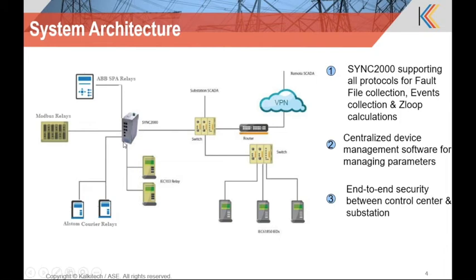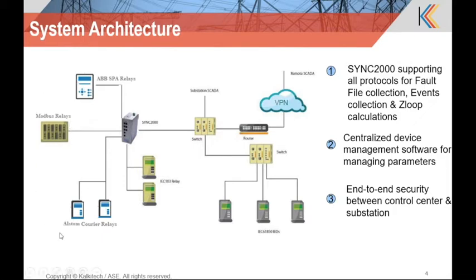Third is end-to-end security, that is from Sync 2000 to the central location. End-to-end security is enabled with multiple mechanisms like a TLS 1.2 tunnel, role-based access, a certificate exchange mechanism, a certificate validity mechanism, and a lot of other security-enabling techniques used to validate these steps. So this is the overall architecture of the system.